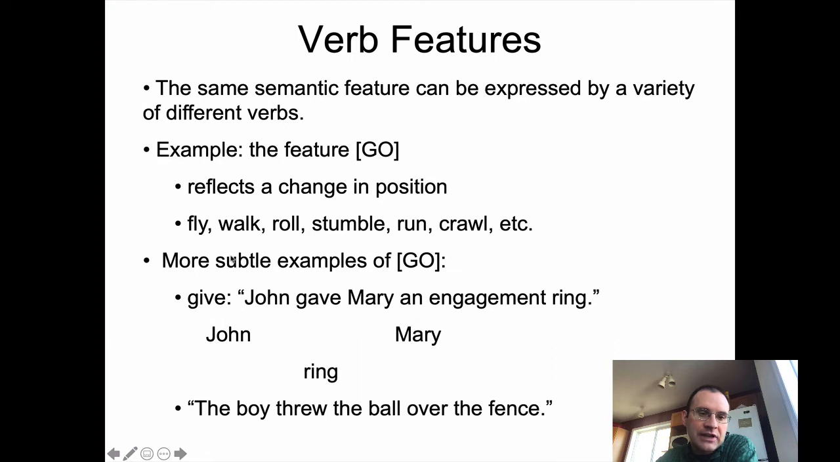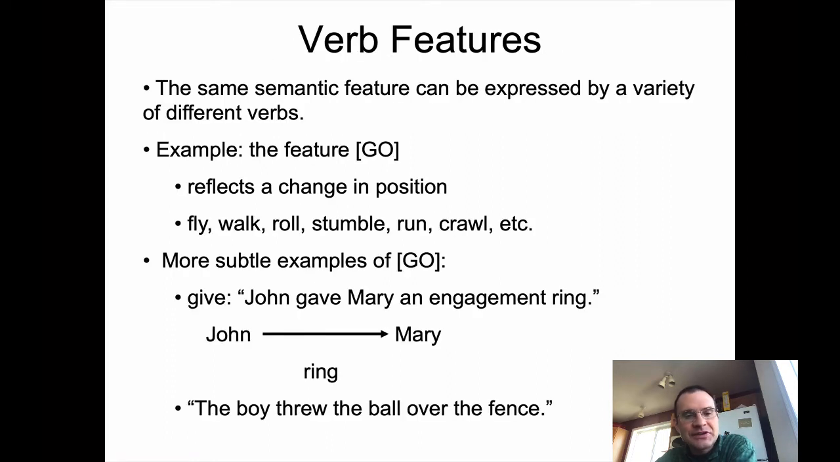There are more subtle examples, though, that you might not think about. You can say John gave Mary an engagement ring, and there's actually something going through a motion there, which is the ring. It's going through a change of possession as well, but there's a ring going from John to Mary. In an analogous case, you can think about the boy threw the ball over the fence. The ball is going through the motion here as well. So there's a feature of go for the verb throw here, and also the feature go in the verb give.